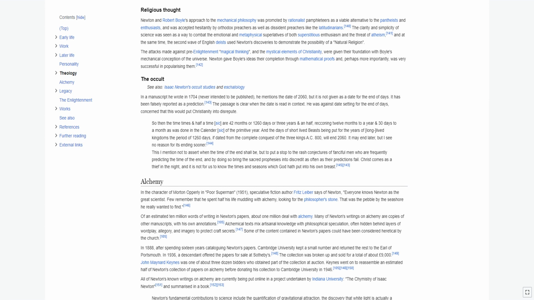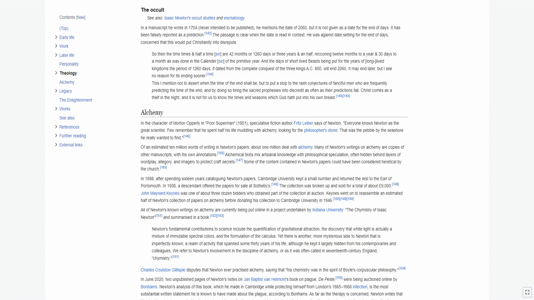Newton gave Boyle's ideas their completion through mathematical proofs, and, perhaps more importantly, was very successful in popularizing them. In a manuscript he wrote in 1704, never intended to be published, he mentions the date of 2060, but it is not given as a date for the end of days. It has been falsely reported as a prediction. The passage is clear when the date is read in context. He was against date setting for the end of days, concerned that this would put Christianity into disrepute.